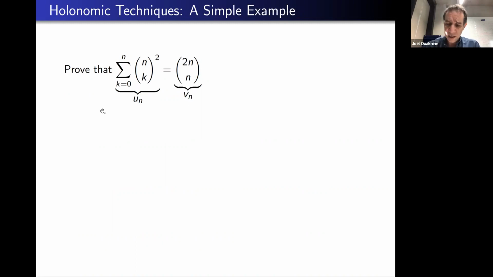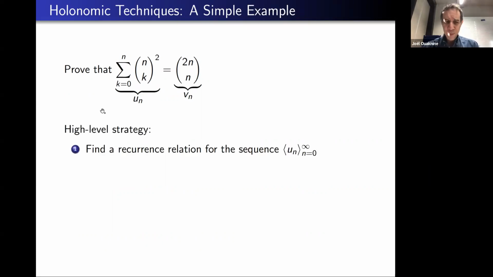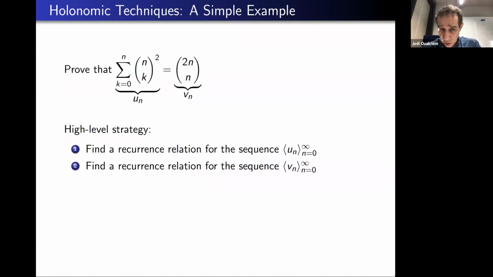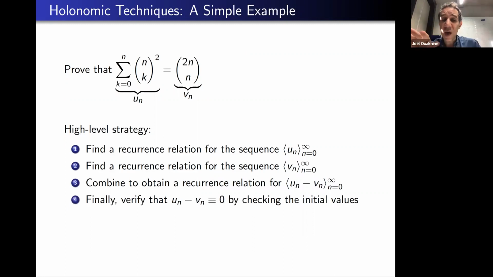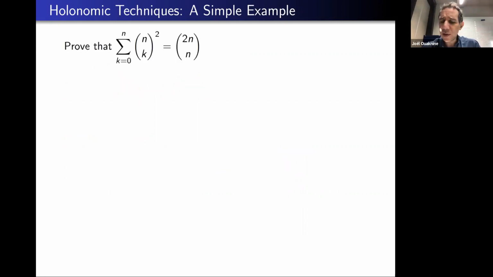And the high-level strategy is I'm going to find a recurrence relation for the sequence of numbers u_n, find a recurrence relation for the sequence of numbers v_n, combine to obtain a recurrence relation for the sequence u_n minus v_n, and then finally verify that the sequence is identically 0 by checking the initial values. And then by induction, because I've got a recurrence, this will be true for all n. And I will therefore have shown that the left-hand side is identically equal to the right-hand side. Okay, so let's see how this works in practice.